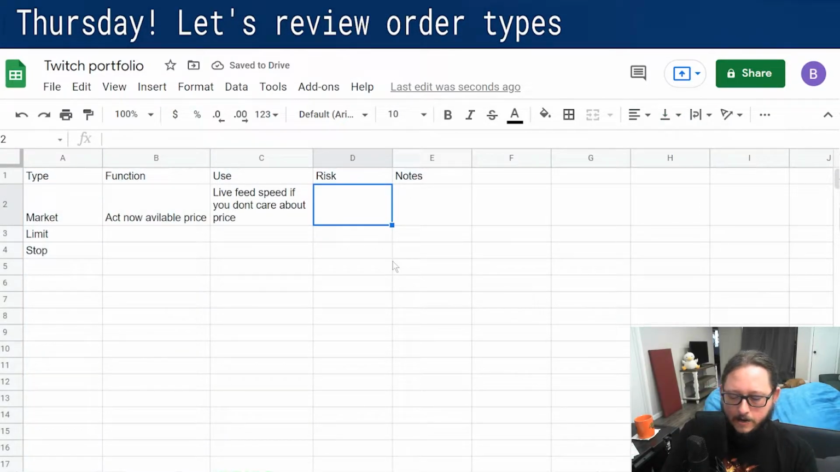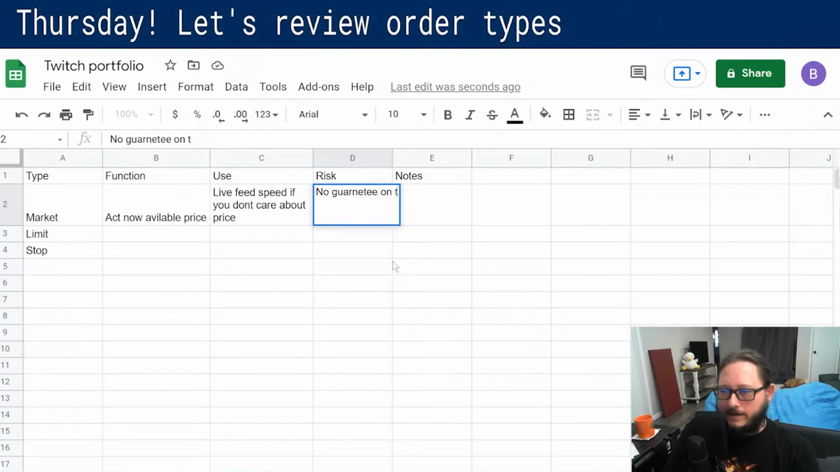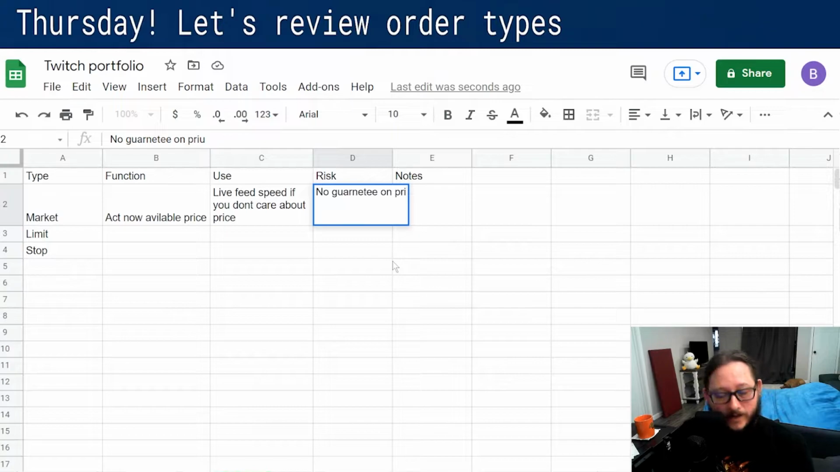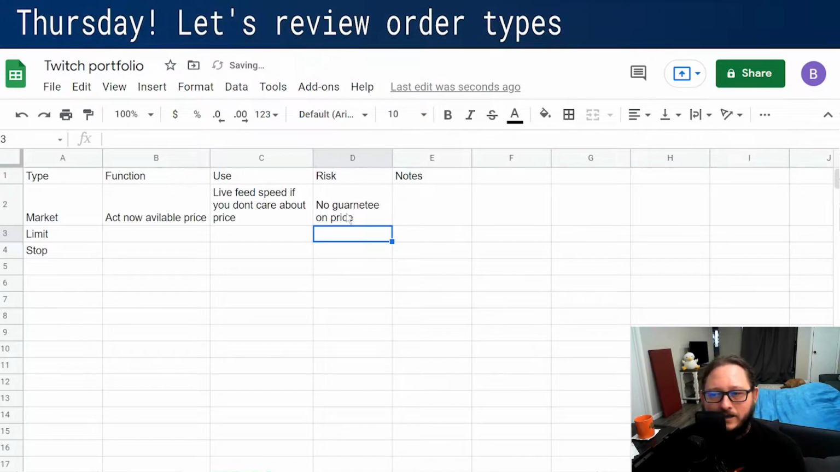Risks, okay? No guarantee on price only, okay? So you're guaranteed a fill, which is nice, but there's no guarantee on price. As long as you're comfortable with that, market order is going to make sense. Again, it's best for day traders or really long-term traders.